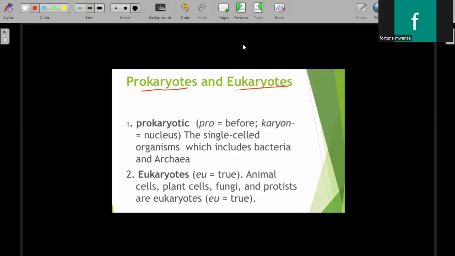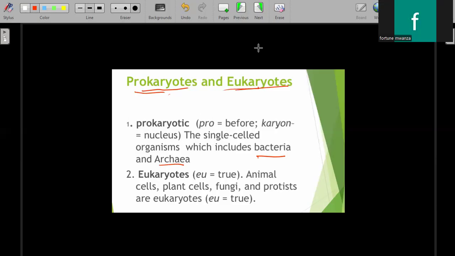So we have two types of cells. We have what we call prokaryotes and eukaryotes. Prokaryotes are single cells which you are going to find in bacteria and archaea. Eukaryotes are the cells you are going to find in animals, plants, fungi and also protists. Eukaryote means a true cell.